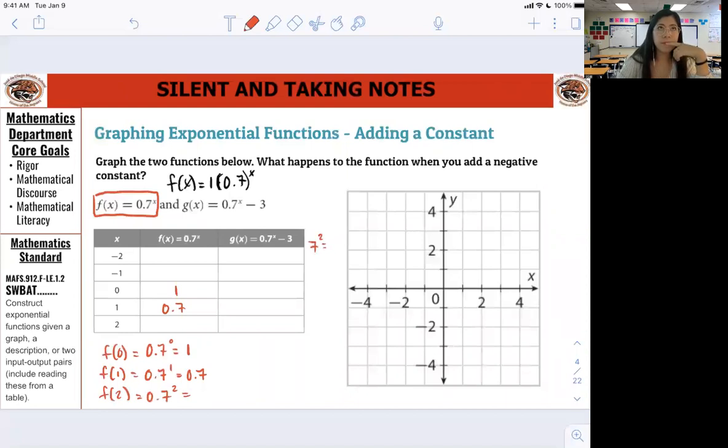14 and 49. 49, good. So 0.7 to the power of 2 is just going to be 0.49. It's an easy way to do that in your head instead of having to use a calculator. So I have 0.49. Okay. Just from these numbers, what seems to be happening? What's the pattern?